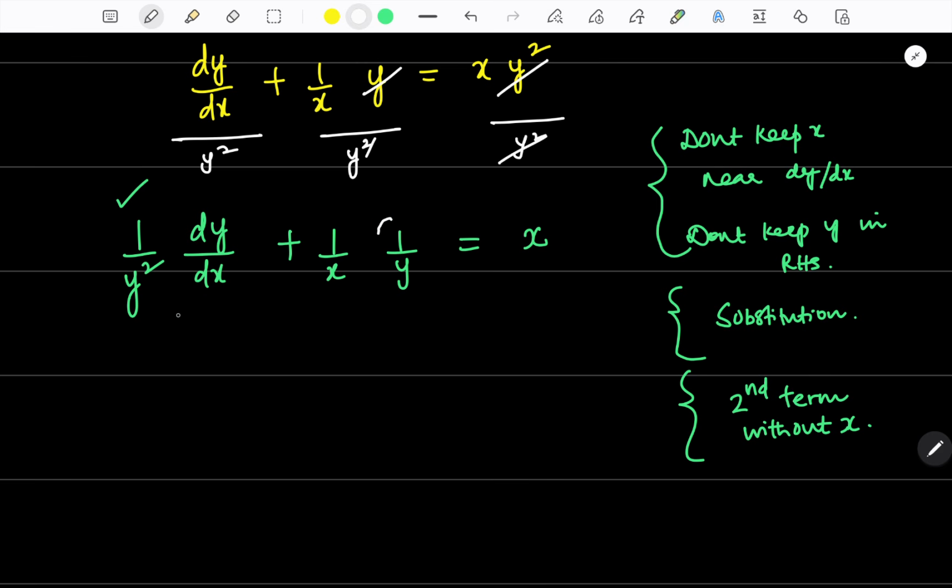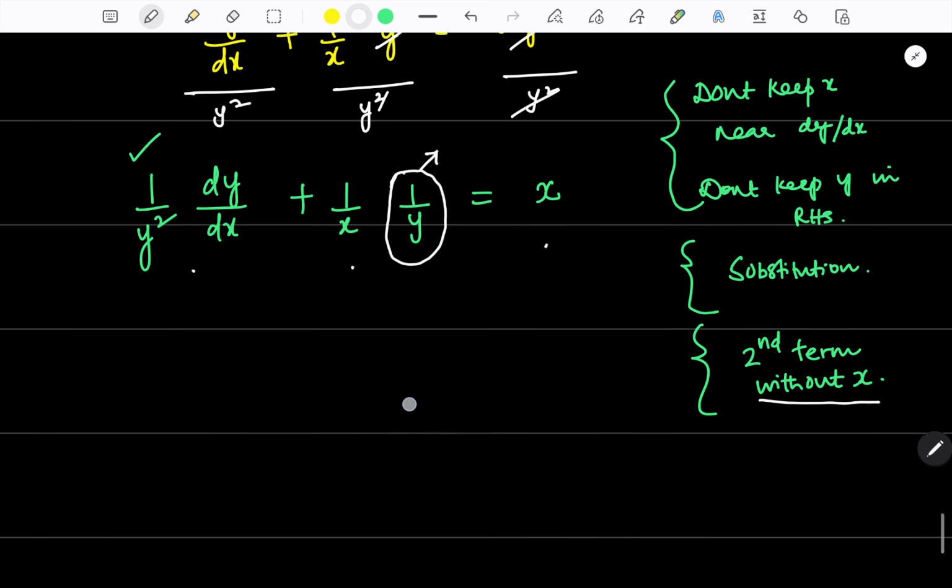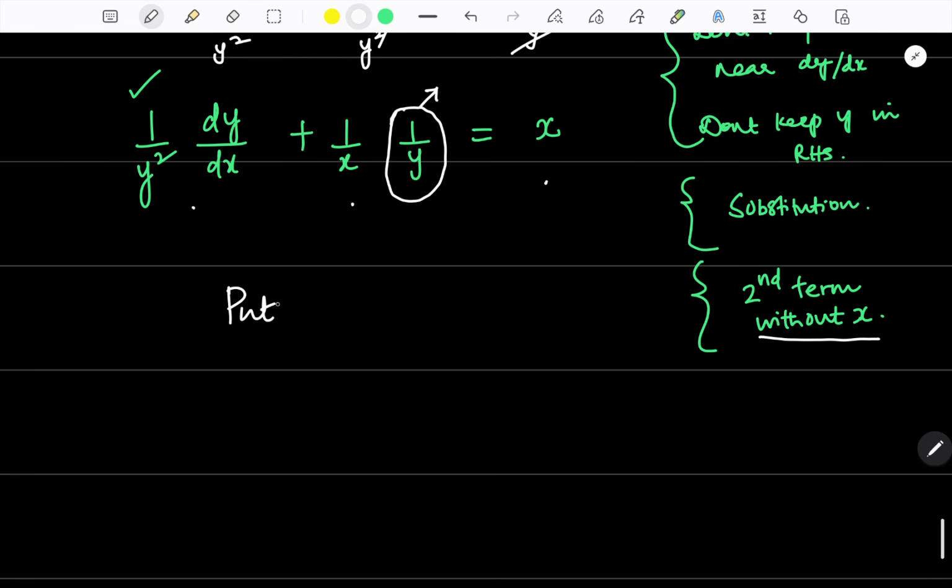This is the first term, this is the second term, this is the third term. So this is the second term, and this is the substitution you are going to take without x. So that substitution, I'm going to put z is equal to 1 over y. Then the next step is differentiation with respect to x.